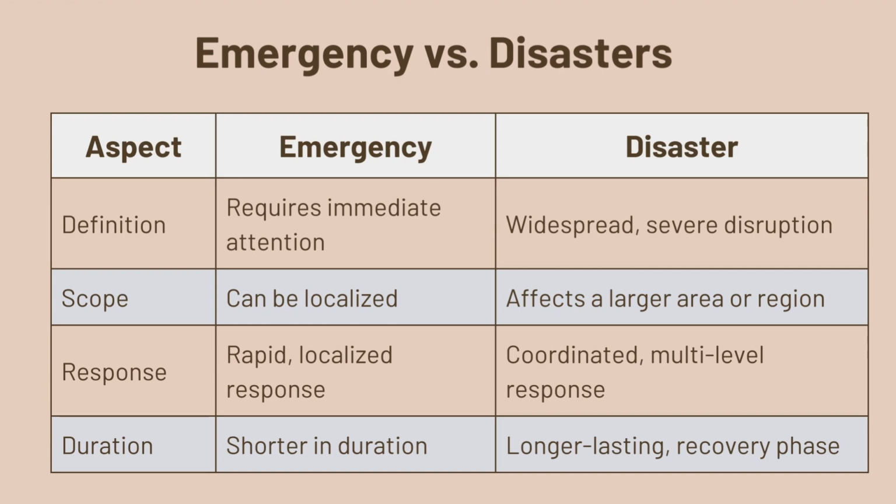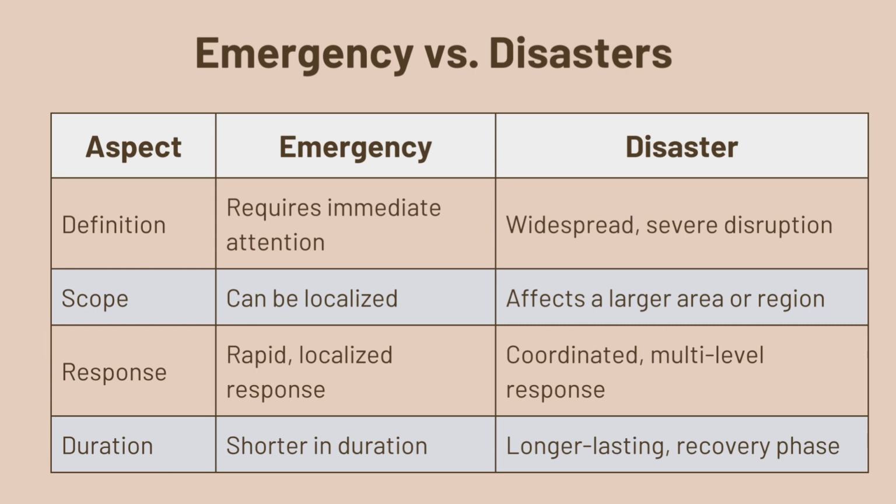Let's begin by understanding the difference between emergencies and disasters. Knowing this difference is crucial for effective emergency management. Emergencies are situations that require immediate attention. They are typically localized events, meaning they affect a specific area or organization. In response to emergencies, we usually initiate a rapid localized response to address the issue promptly. Emergencies are often of shorter duration, meaning they are resolved relatively quickly.